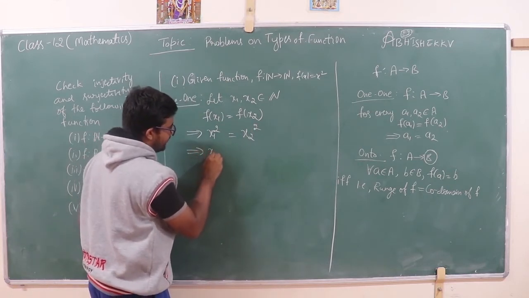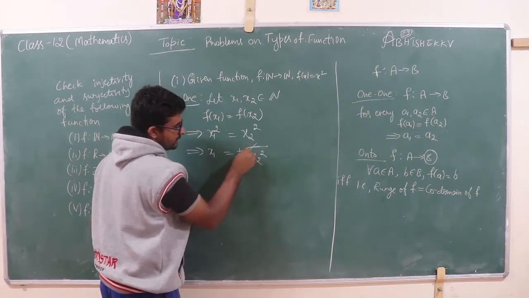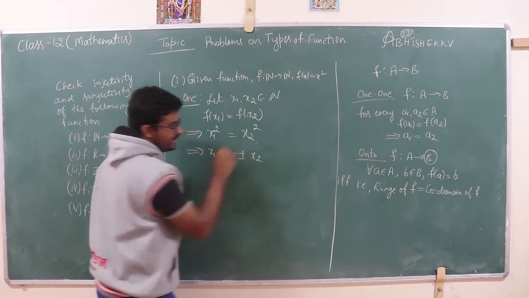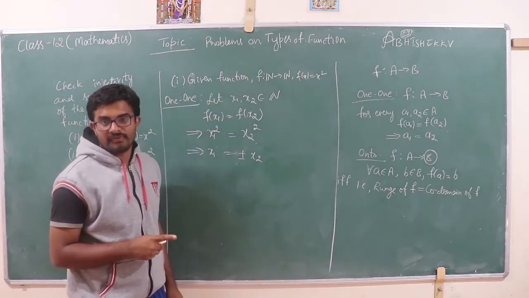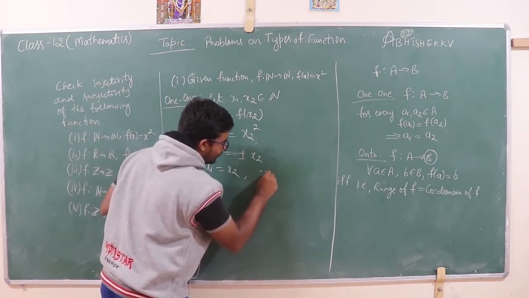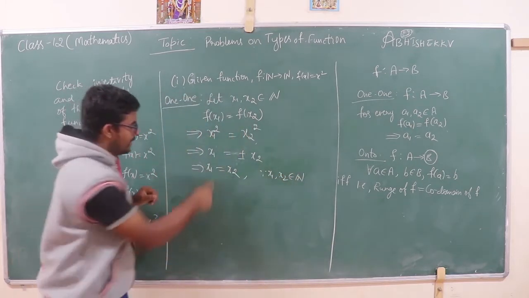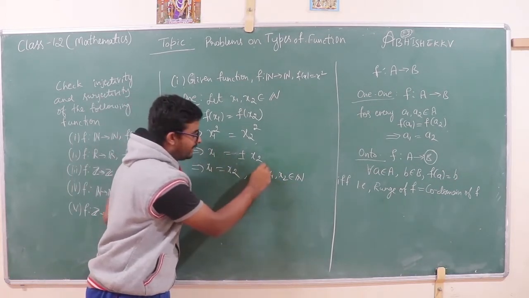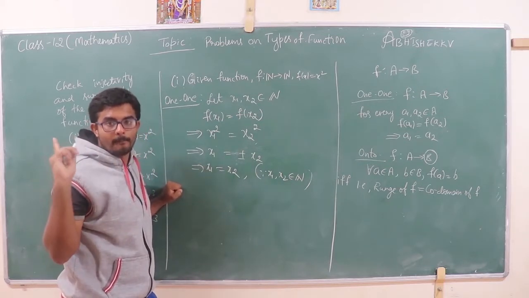See, this implies x1 is equal to plus or minus the square root of x2 square. The square root and square get cancelled. Then we are left with plus or minus x2. See, for all x1, x2 belonging to the set of natural numbers, we have only positive values, right? Because x1, x2 belong to the set of natural numbers, x1 should not be equal to minus x2. Because x1, x2 belong to what? Natural numbers. Natural numbers start from 1, 2, 3. It contains the set of all positive integers.